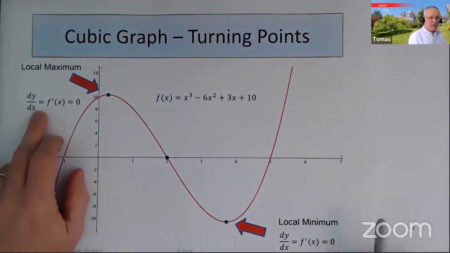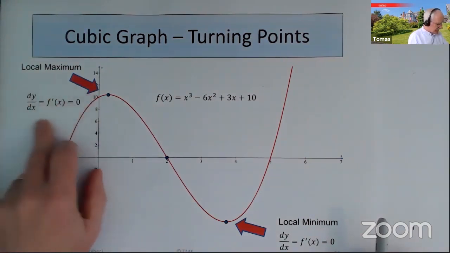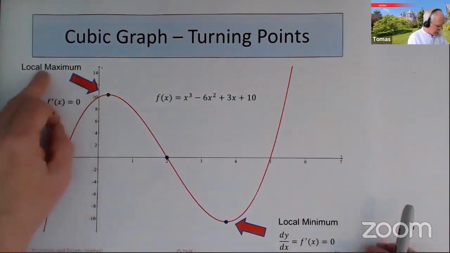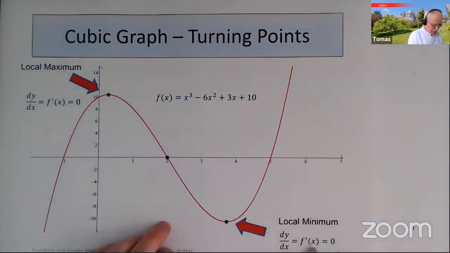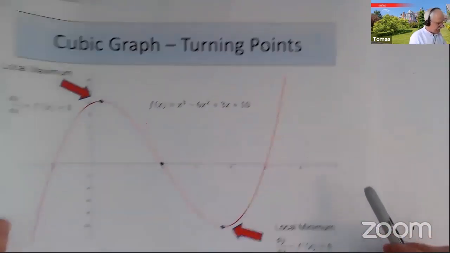So dy/dx, or f'(x), the first derivative, is equal to 0 there. That's the local max. And down here, the local minimum, dy/dx, f'(x), is also equal to 0. So that's the graph.